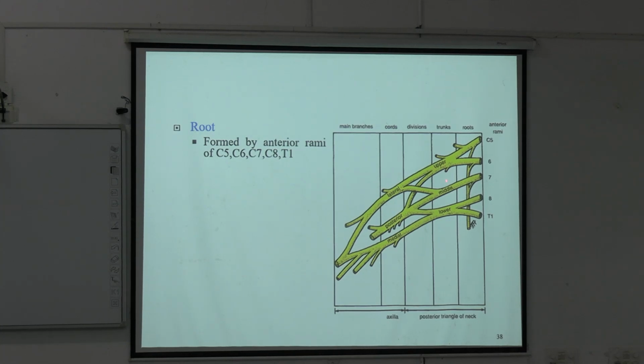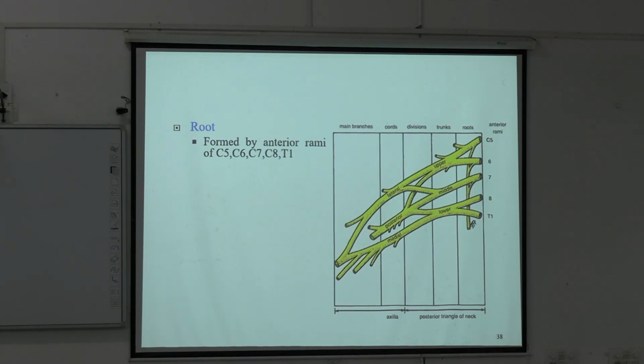These trunks, upper, middle and lower, each split into two sub-branches. We call them the anterior division and posterior division. Anterior and posterior, anterior and posterior. So two subdivisions come from each of these trunks: upper trunk, middle trunk, lower trunk. That means 3 into 2, six divisions we are taking. These divisions we see here, we call the anterior divisions and posterior divisions.